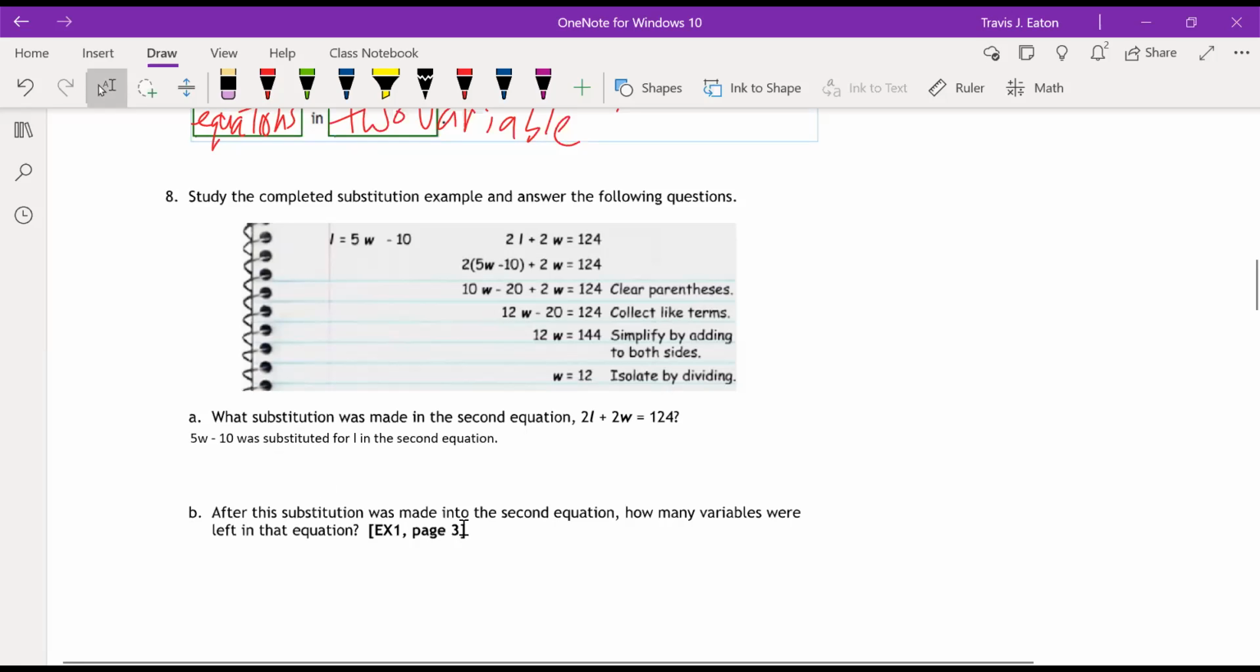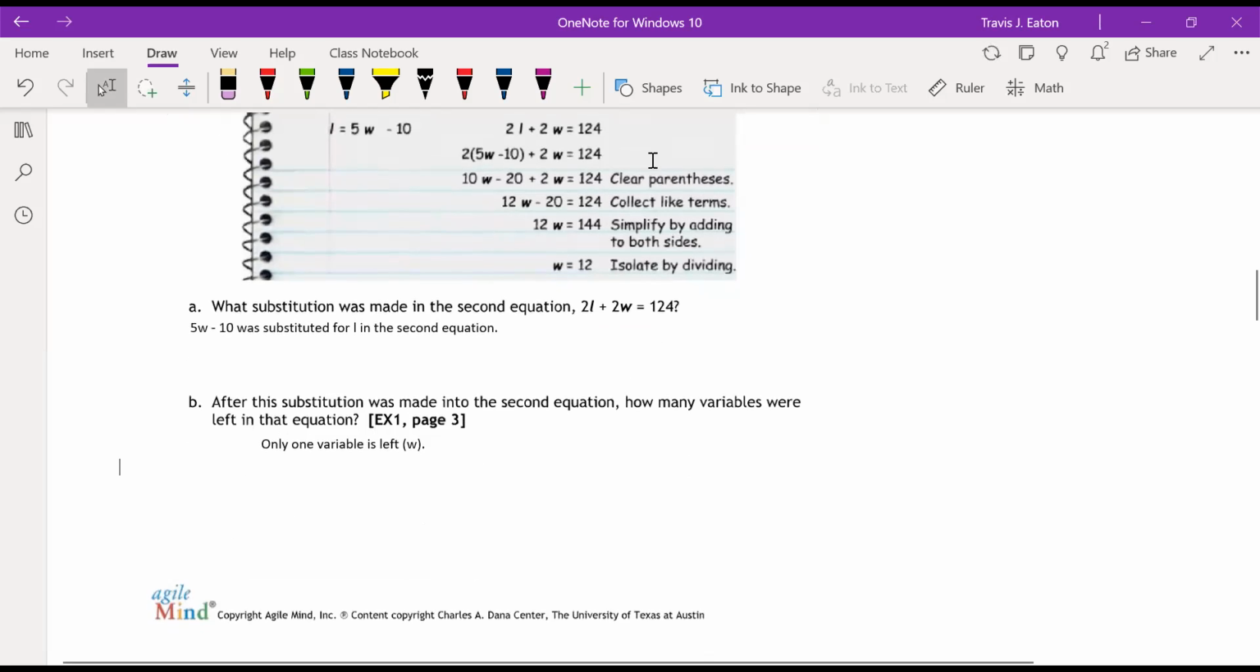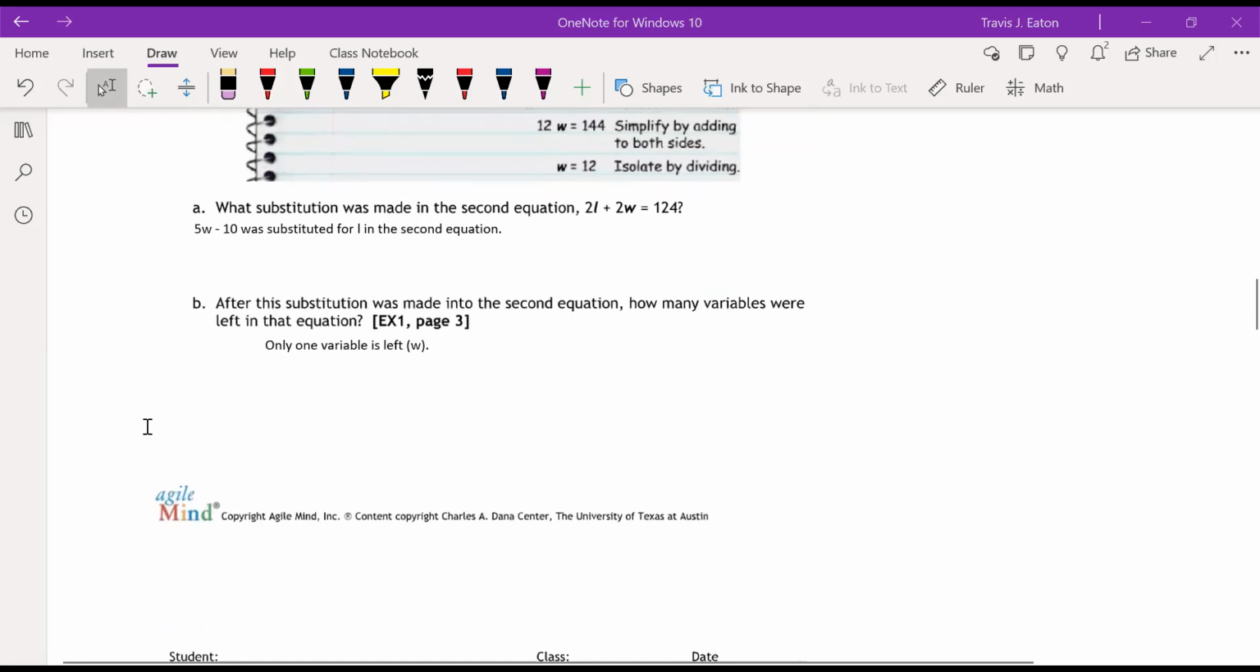Then, after the substitution was made into the second equation, how many variables were left in that equation? Well, after we substituted 5W minus 10 for L, there was only one variable that was left. And that variable was W. And please remember, anytime you have a question as we're moving along, feel free to ask, and I would be happy to stop and address your question.